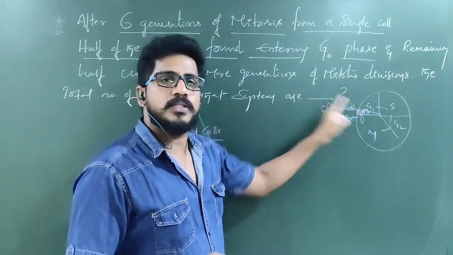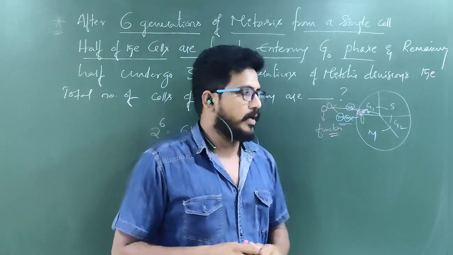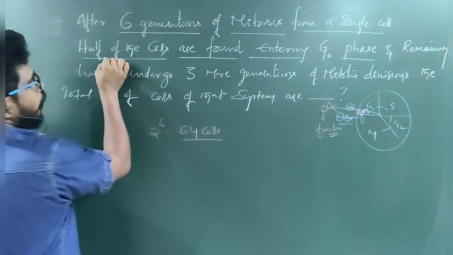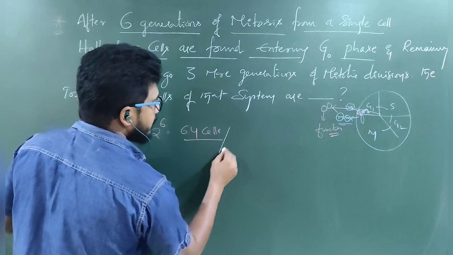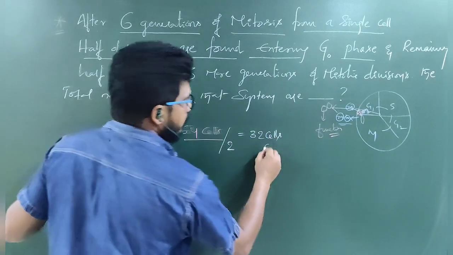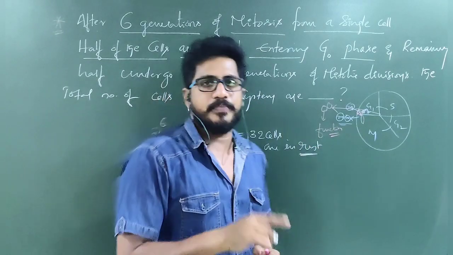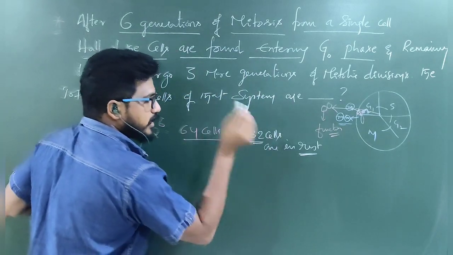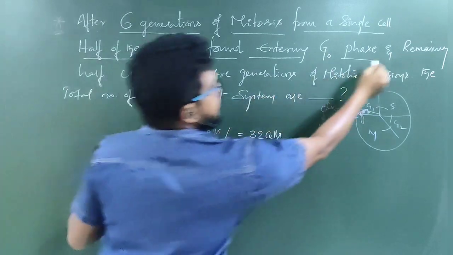When a cell comes through the G0, that phase is called differentiation phase. Now, this G0 phase happens for half of the cells. Means 64 cells were formed, and 64 by 2 is equal to 32 cells that are in rest. Rest means out of division. They are not dividing. So out of 64, 32 cells are not dividing, meaning 32 cells remain at rest.